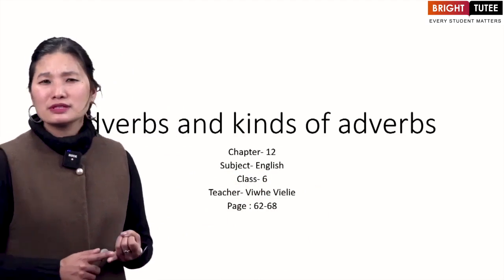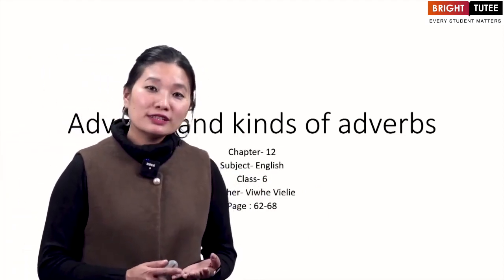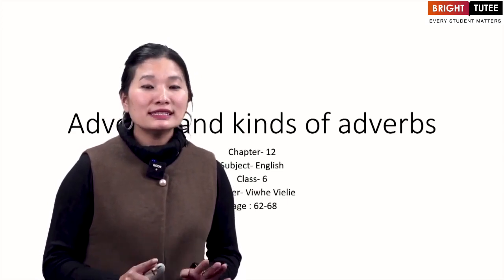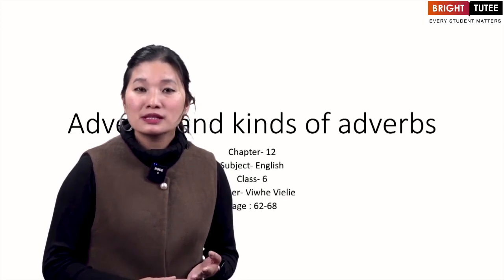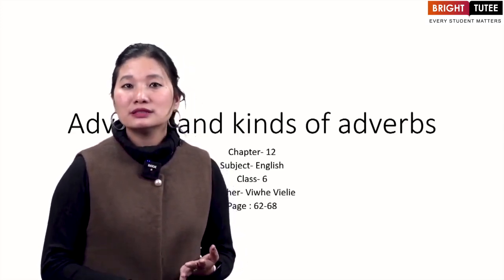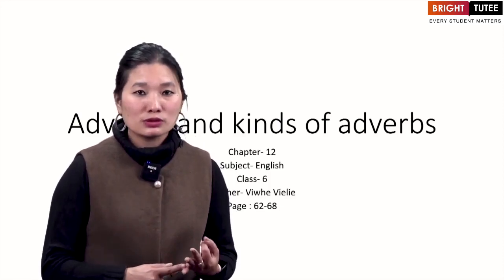Okay, in the previous class, we discussed the different kinds of adverbs. We have learned that there are 6 kinds of adverbs, but we have discussed 3. They are adverb of manner, adverb of time, adverb of place. We have discussed those 3.